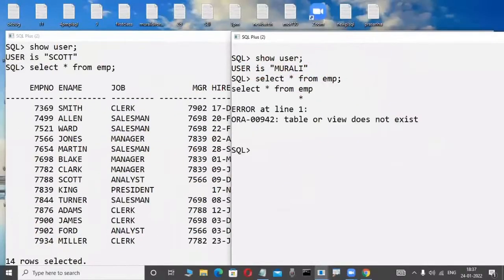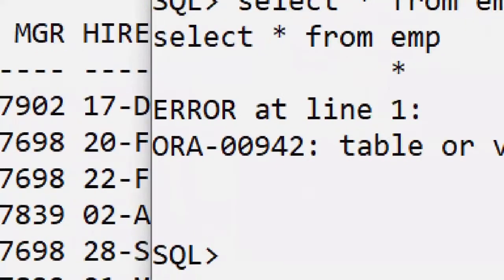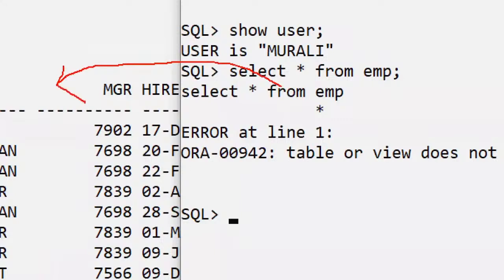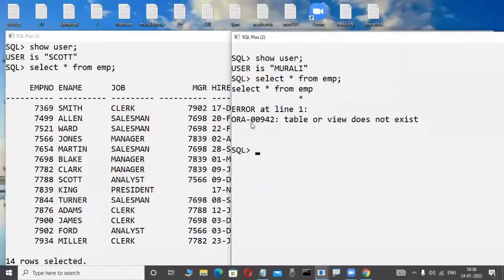Observe, I am pressing the enter key and it gives an error: table or view does not exist. View means later, don't worry. Murali user is unable to access the Scott user table. If Murali is interested in accessing the Scott user table, first Murali employee requests Scott employee, please give me your table, I am using some information from your table in my project.